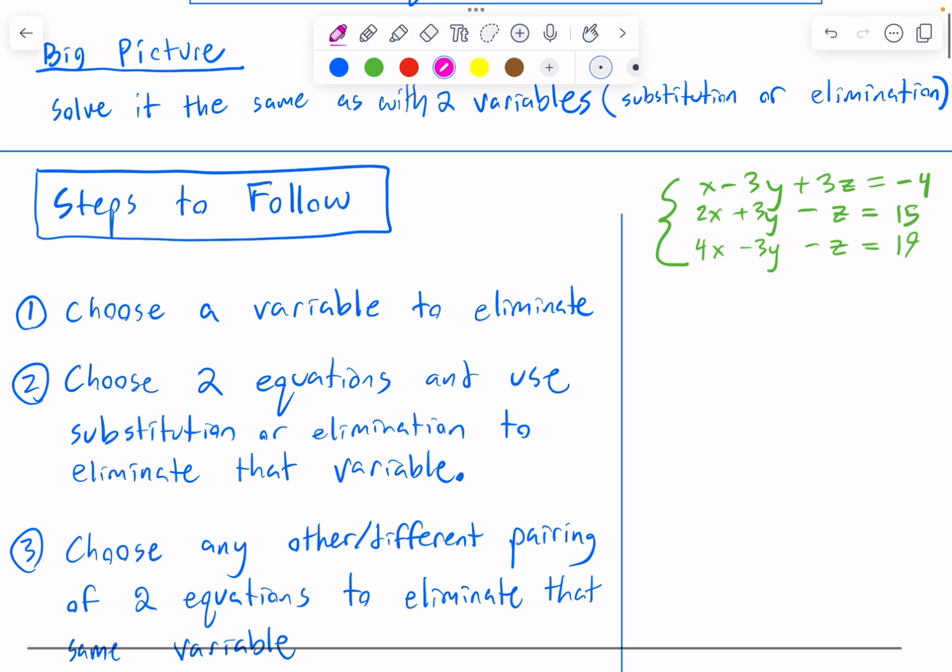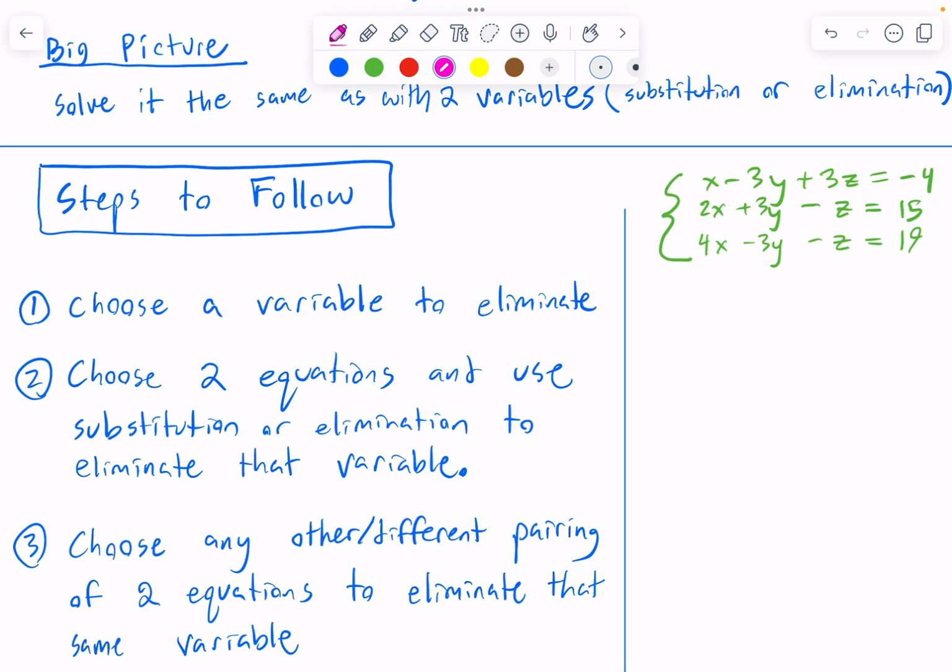The steps to follow is we're going to choose a variable to eliminate. So over here, we could definitely eliminate the z's. Those don't look too bad. We could also eliminate the x's. Those don't look too bad. But we could eliminate the y's without multiplying by anything, just by summing those. So I'm going to do that one. Now, all we do is choose 2 of the equations and eliminate that variable. So we've already chosen we are going to eliminate the y's.